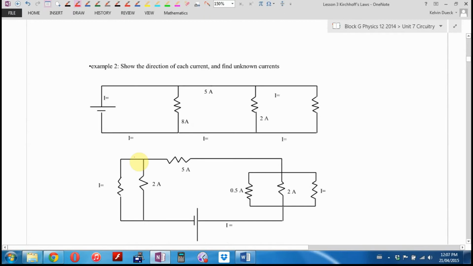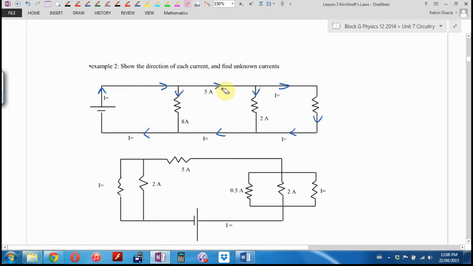Example 2 says, show the direction of each current and then find the unknown currents. Until you get good, a habit that I develop is I start at the battery, I'm going to say chairlift, at the top, and I say, this is downhill, and I continue now to go skiing. That's downhill, that's downhill, downhill, downhill. And I guess this is downhill and this is downhill. Otherwise, this wouldn't continue to work. Do I know how many amps the total current of this circuit is, or how many amps were leaving the battery? Not yet. Rachel, how many amps went this way?